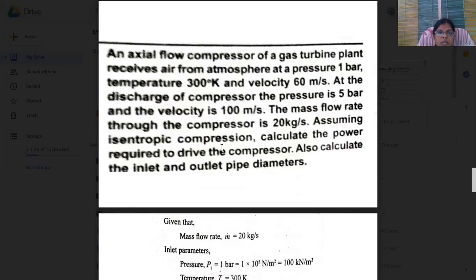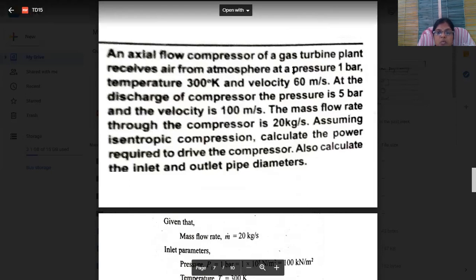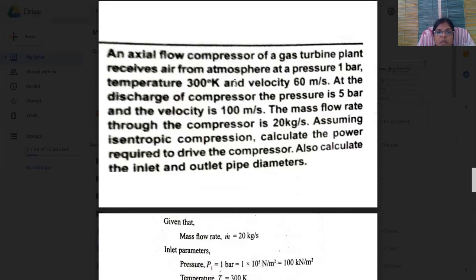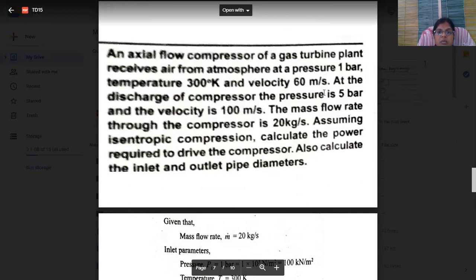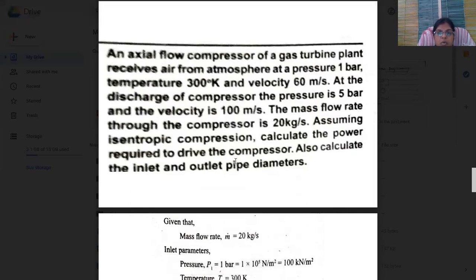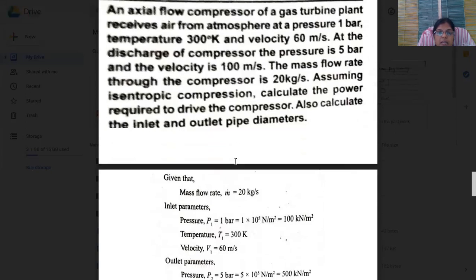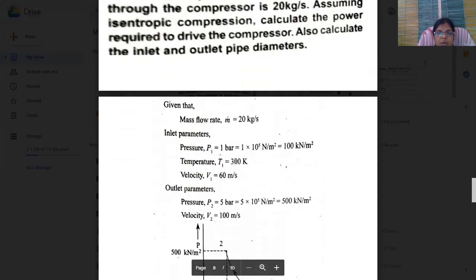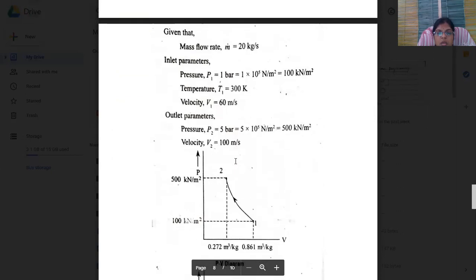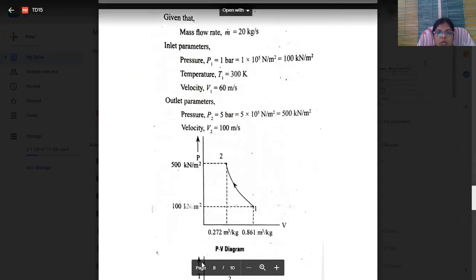Everything is given. An axial flow compressor of a gas turbine plant receives air from atmosphere at P1, T1, V1 and discharge pressure P2, V2, m dot. Assume isentropic compression. Calculate the power required to drive the compressor. Also calculate the inlet and outlet pipe diameters. Okay, this is our problem. Here a diagram is also given from the above problem, with V1 and V2 also given.